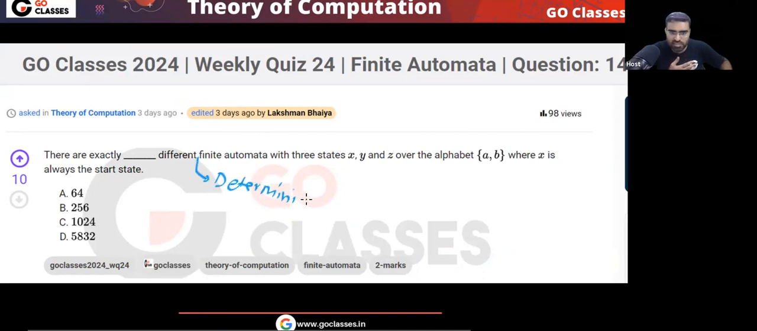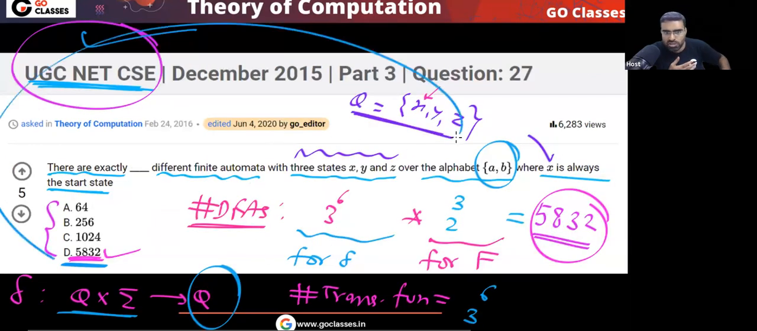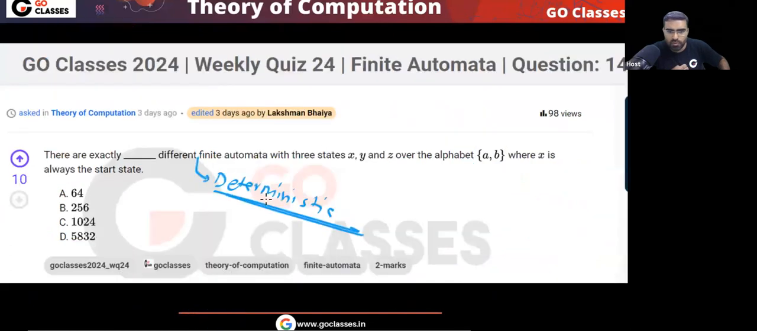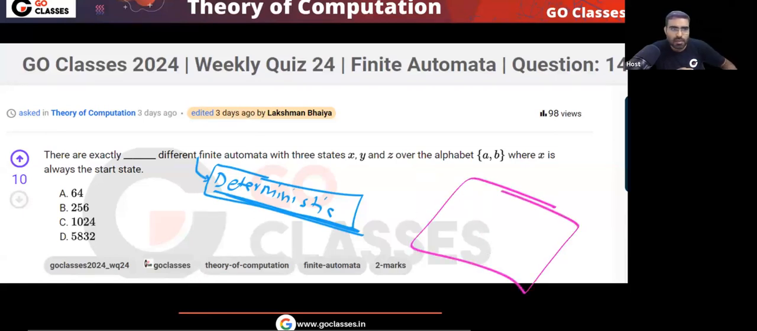If this question is not taken from UGC NET, then I will definitely define everything. In the Go Classes weekly quizzes, in the Go Classes test series, every question is well framed. Okay, every question, proper data will be given to you. All the details will be given to you. But I did not make this change.